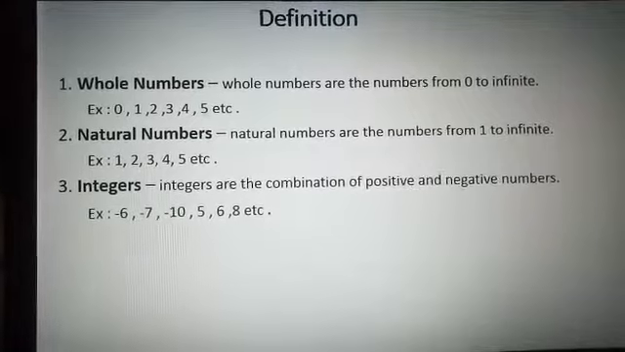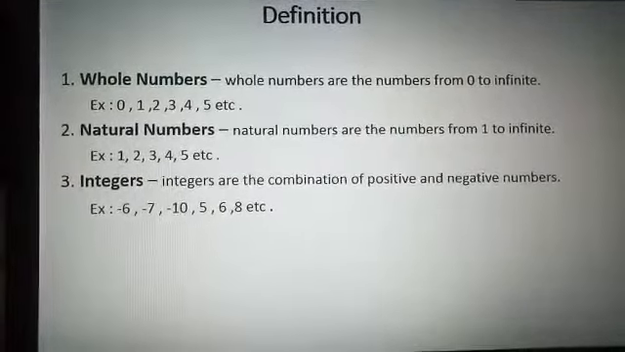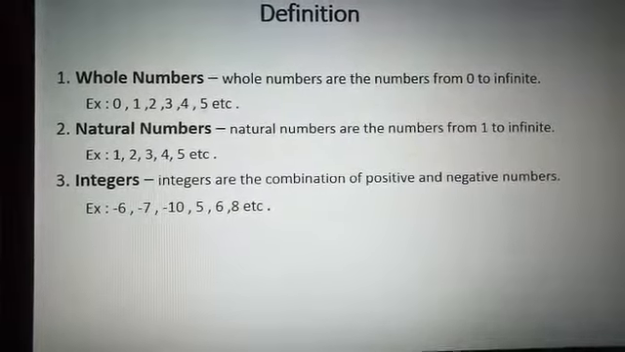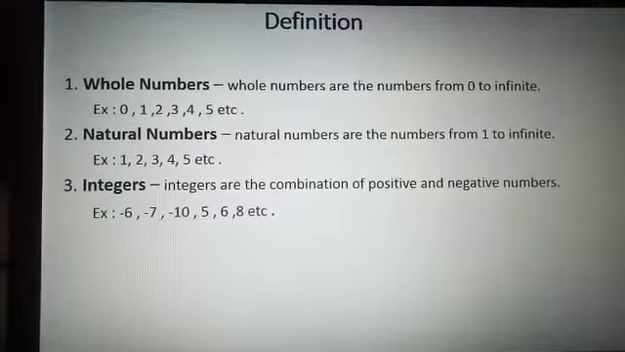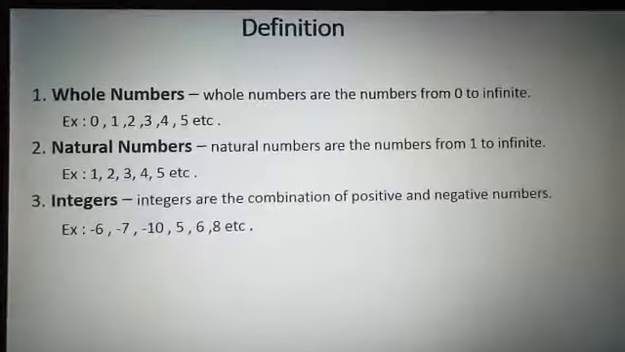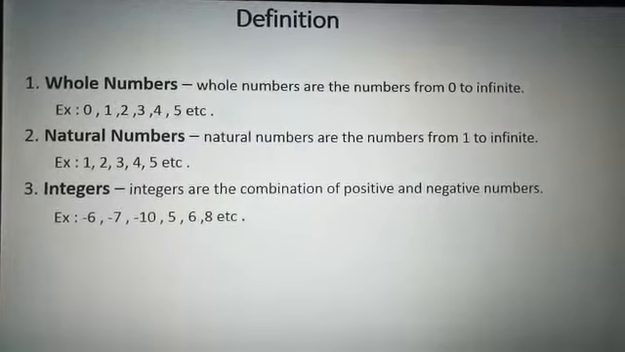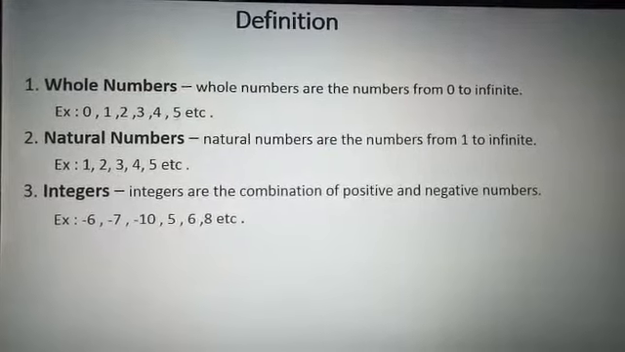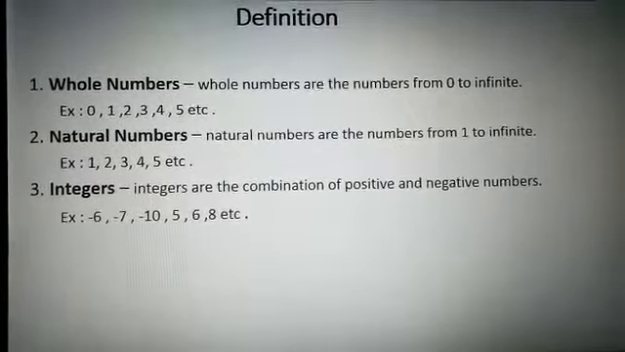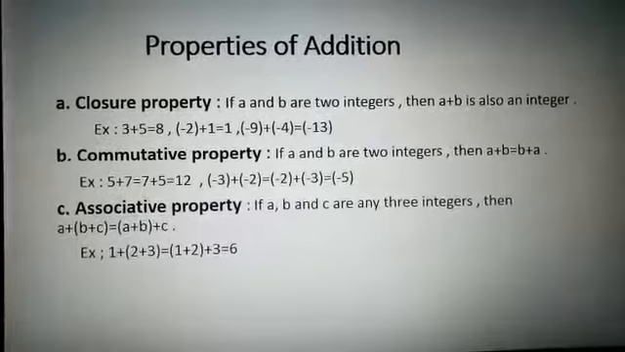Third is integers. Integers are the combination of positive and negative numbers. That means the numbers which include positive numbers, negative numbers and 0 are called integers. Now see, whole numbers start from 0 and natural numbers start from 1. Both of these sets are included in integers. Okay, understand this one? See, the next is properties of addition.